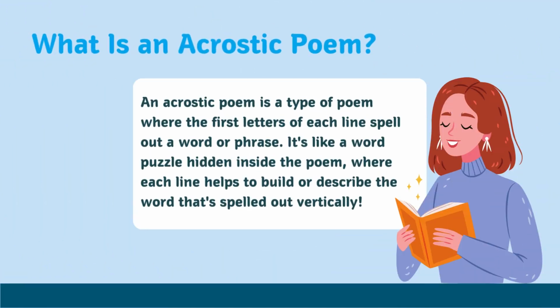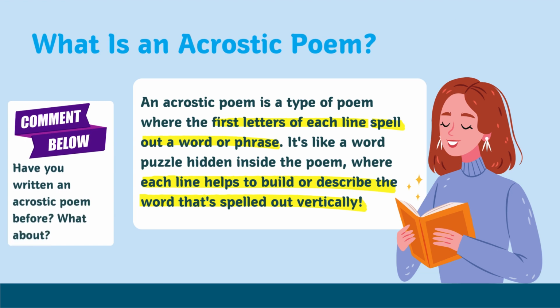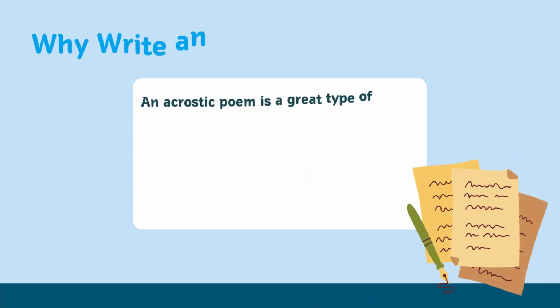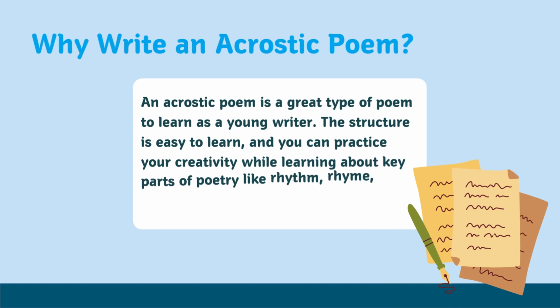An acrostic poem is a type of poem where the first letters of each line spell out a word or phrase. It's like a word puzzle hidden inside the poem, where each line helps to build or describe the word that's spelled out vertically. An acrostic poem is an extremely popular type of poem, especially for children.